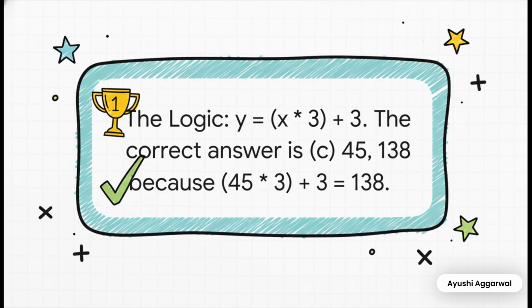So, we've found our golden rule. Y equals x times 3 plus 3. Now let's apply this logic to our options. Look at option C, 45 and 138. Let's do the math. 45 times 3 is 135, and 135 plus 3 is 138. Bingo! That's our answer. So the correct answer is option C. Make sure to note this pattern down. It's a really important one for your exams.